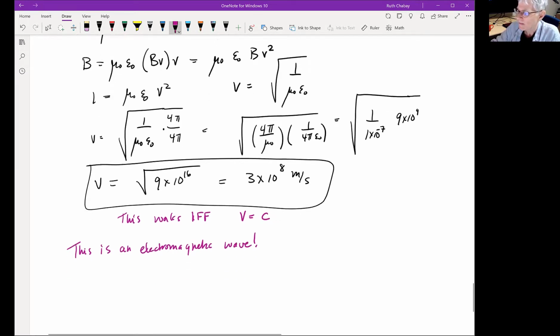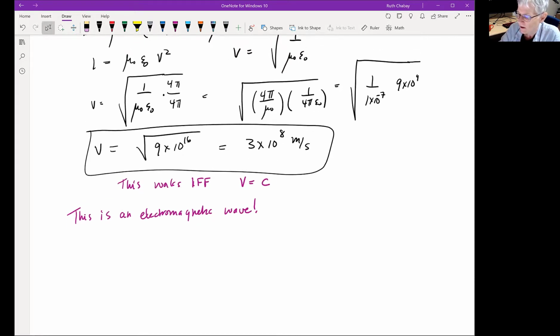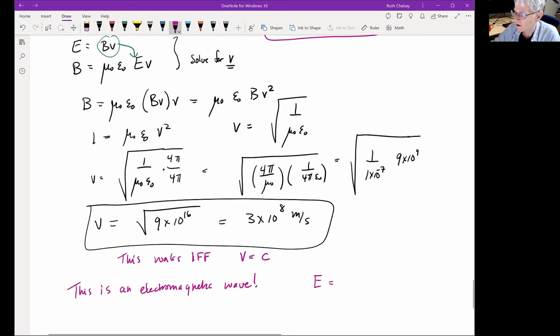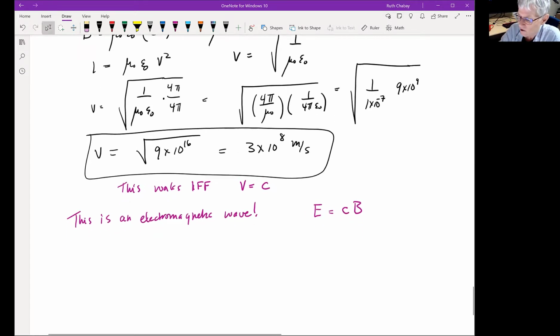Now, we know some things that have to be true about it. We found that E was equal to B times v, but now we know that v is c, so E has to be equal to the speed of light times B. So in this wave, the magnitude of the electric field is equal to the magnitude of the magnetic field times the speed of light.